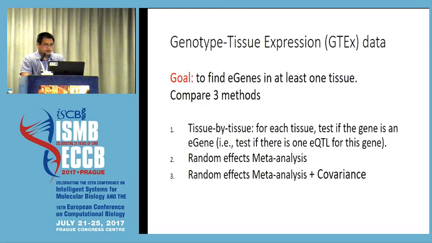So we apply this method to the GTEx data, and the goal is that we want to find eGenes in at least one of the tissues, and we compare three different methods. We compare the tissue by tissue method. The tissue by tissue method essentially says that for each tissue, you want to test if a gene is an eGene. This is equivalent to testing if there is at least one eQTL for this gene. The second method we compare against is the random effects meta-analysis. And the third method is our method, where we apply random effects meta-analysis with a covariance term.